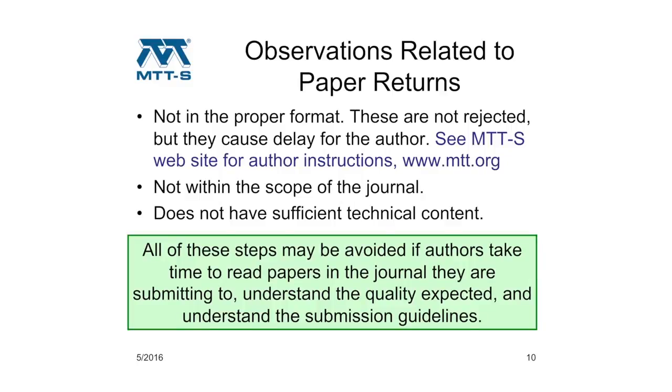So observations on returned papers: they mostly happen because you did not follow the policies of the journal. It wasn't within the scope of the journal. You didn't have sufficient technical content. There's really no reason for those. It doesn't happen all that often, but try to avoid those.